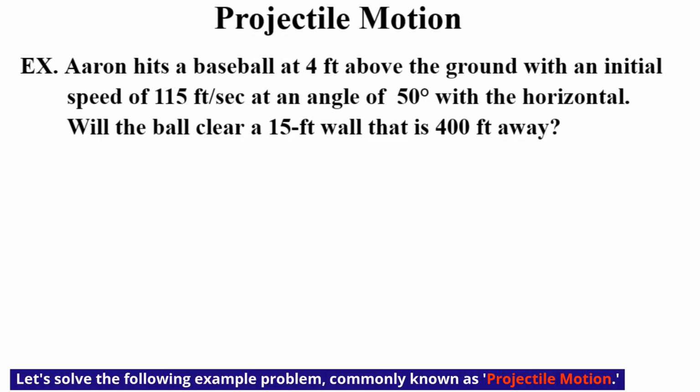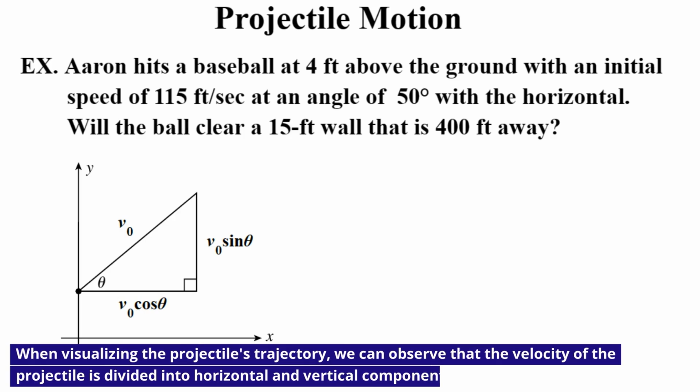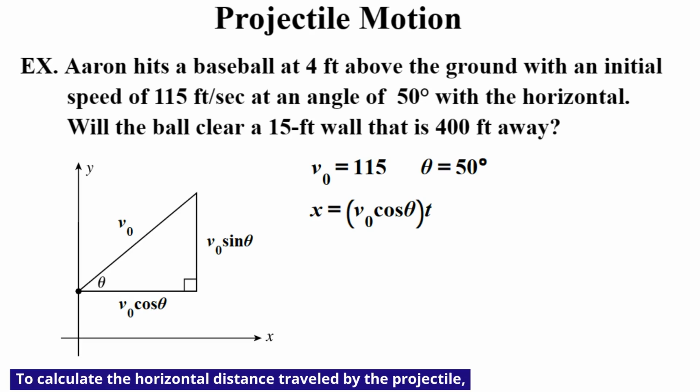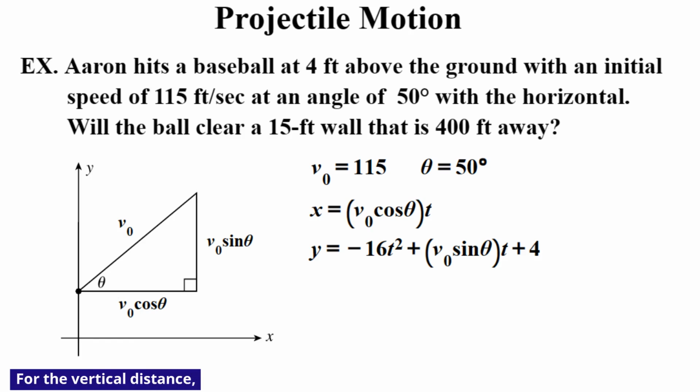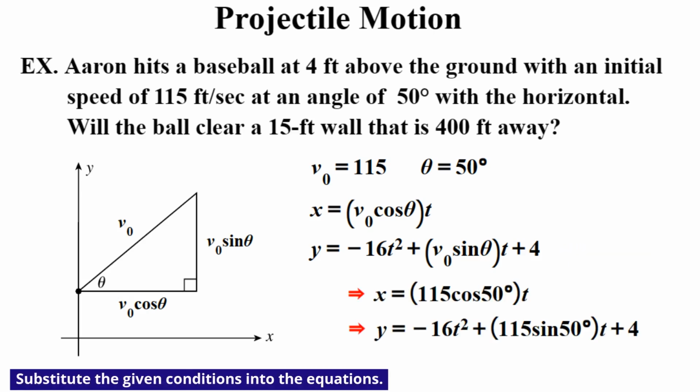Let's solve the following example problem, commonly known as projectile motion. When visualizing the projectile's trajectory, we can observe that the velocity of the projectile is divided into horizontal and vertical components. To calculate the horizontal distance traveled by the projectile, we use the formula, distance equals speed times time. For the vertical distance, we employ the position function. Substitute the given conditions into the equations.